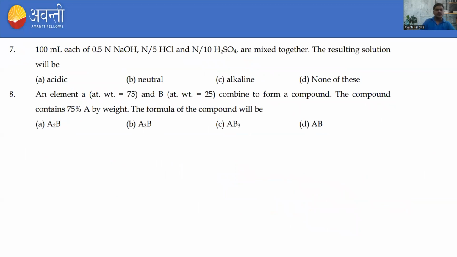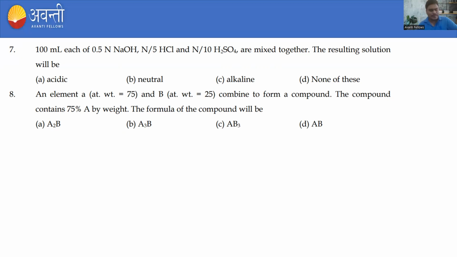Now, 100 ml each of 0.5 normality NaOH, N by 5 HCl and N by 10 H2SO4 are mixed together. The resulting solution will be? You have to identify whether the resulting solution is acidic, neutral, alkaline, or what. By considering the volumes, we can find out whether they behave like an acid or a base. So try to solve this question.